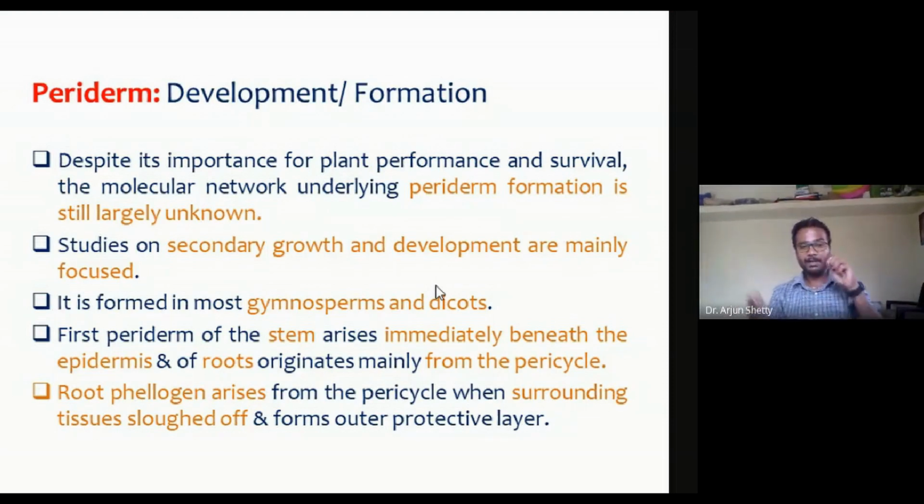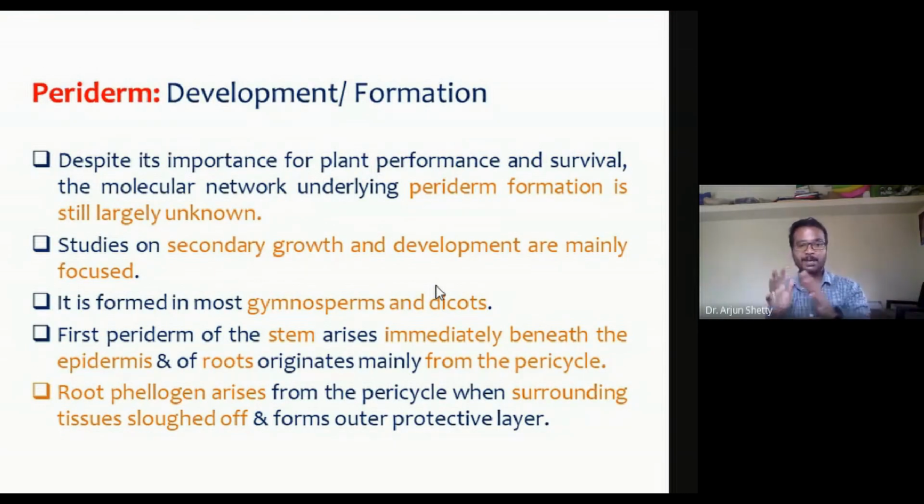Now, the first periderm in the stem and the root. We already know that in both the root and the stem we see the formation of a periderm. In the stem, the formation of a periderm starts immediately below the epidermis when the plant is about to begin its secondary growth, at the initiation of the secondary growth stage.